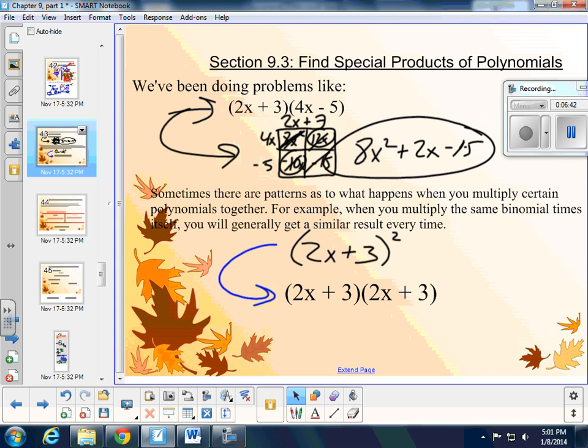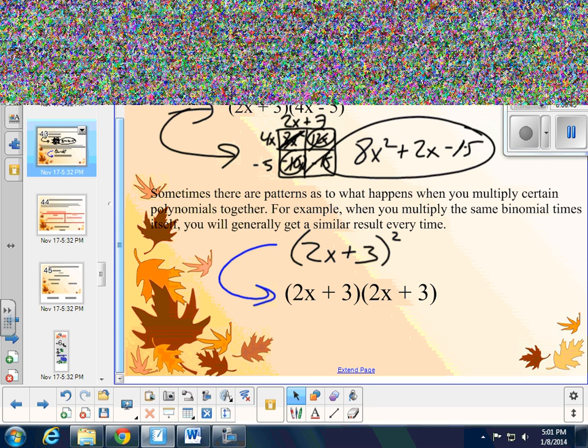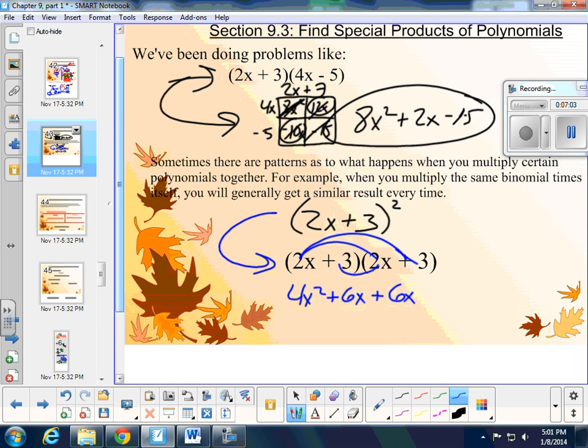Realize that it's that same binomial times itself, so you can use either of the methods. Again, table or FOIL. I'll do FOIL here because I did table up above. I'll multiply the firsts, 2x times 2x, and the outsides, 2x times 3, which gives me 6x. The inside gives me 3 times 2x, which is also 6x. And the lasts give me plus 9. So here's what I would get if I FOILed.